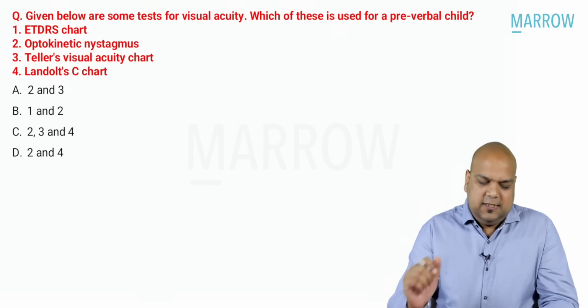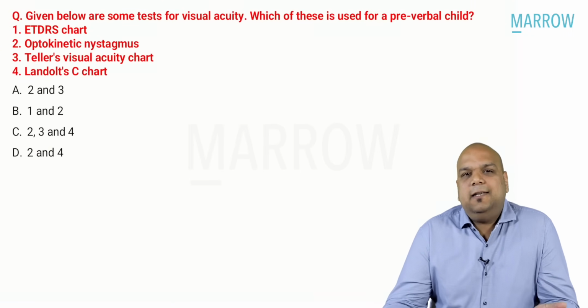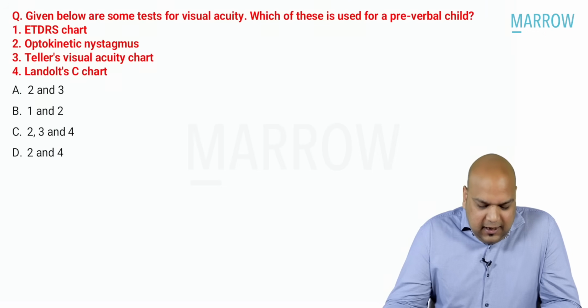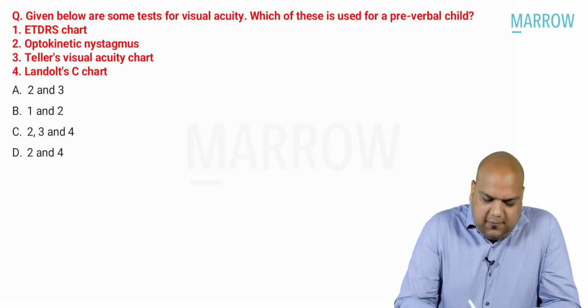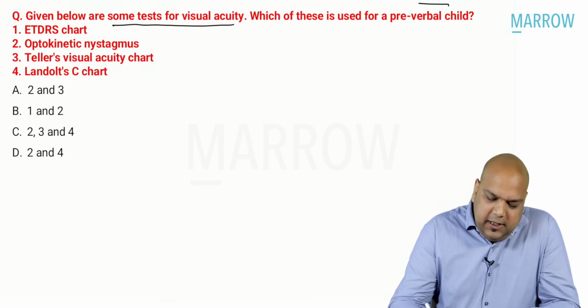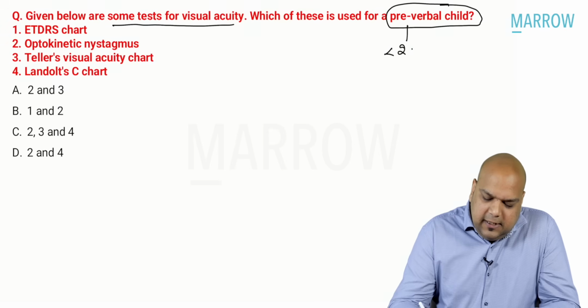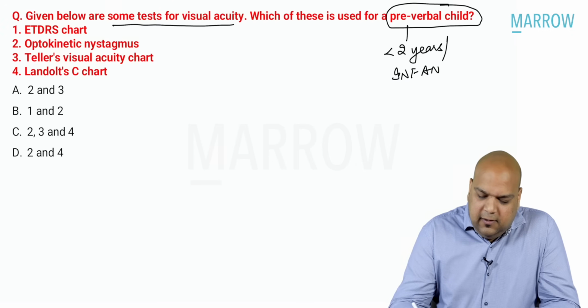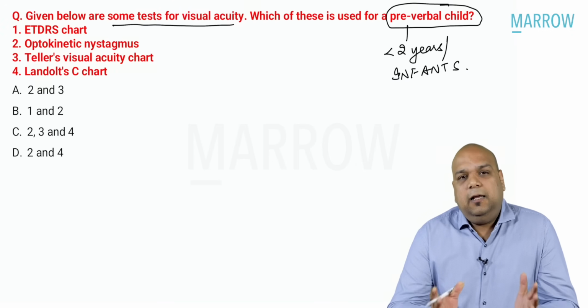Now moving on to question number 4. Again, an easy direct question. Given below are some tests for visual acuity. Which of these is used for a pre-verbal child? So pre-verbal child, we are saying basically less than 2 years of age infants, right? So again, I think a direct question.